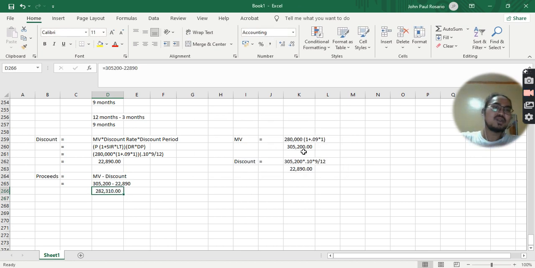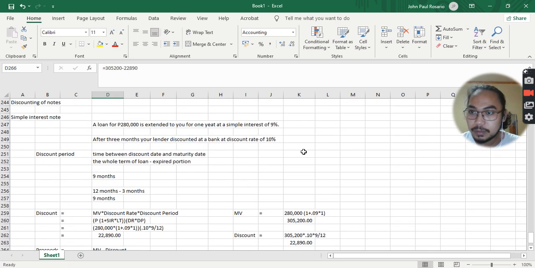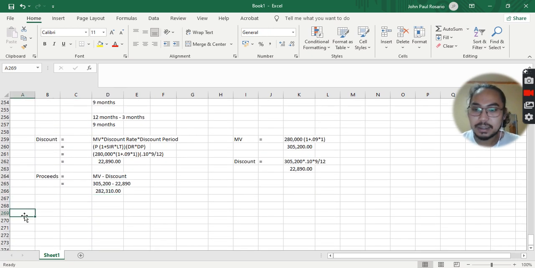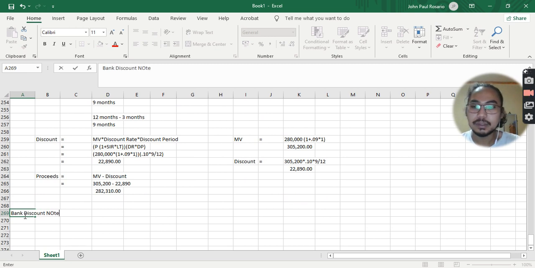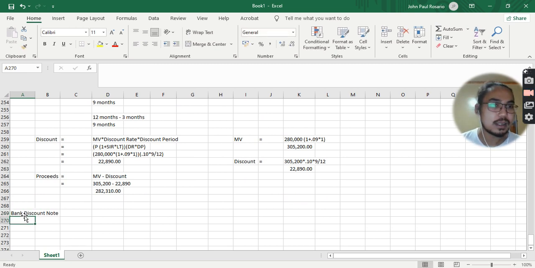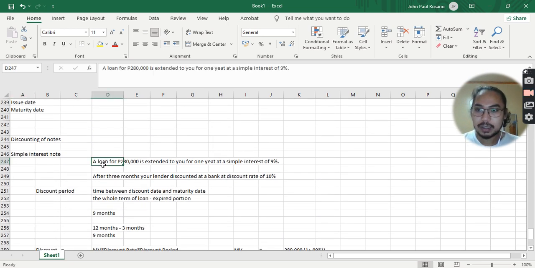Okay, so now assuming that what was discounted was a bank discount note. So I'm going to put bank discount note. So assuming that what was discounted was a bank discount note. For a bank discount note, we no longer have to solve for the maturity value because the maturity value is given. That is your face value. Unlike a simple interest note, right? So for the bank discount, sige yan.